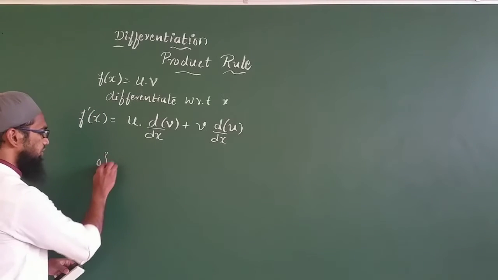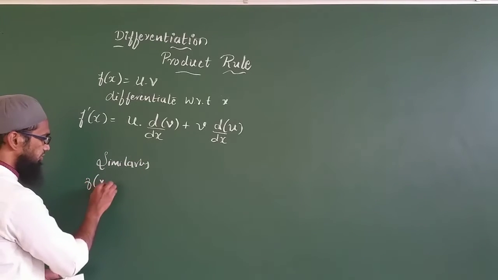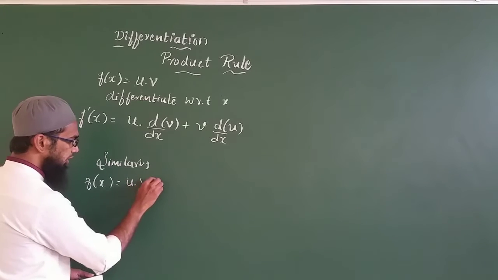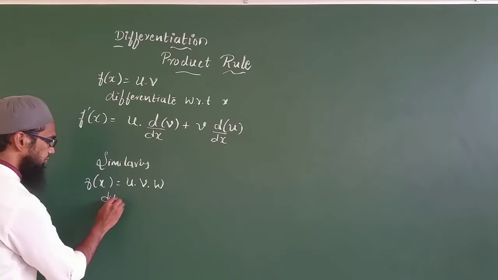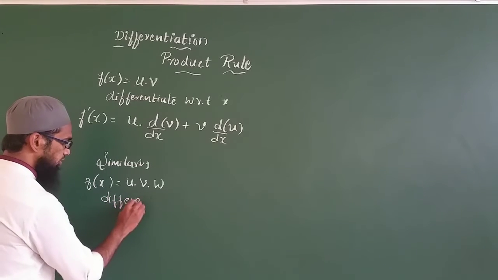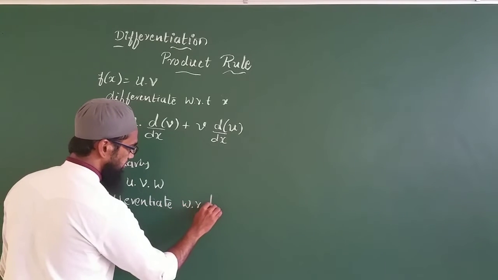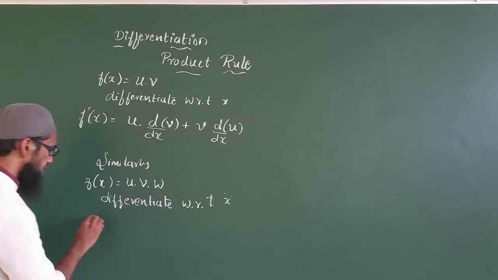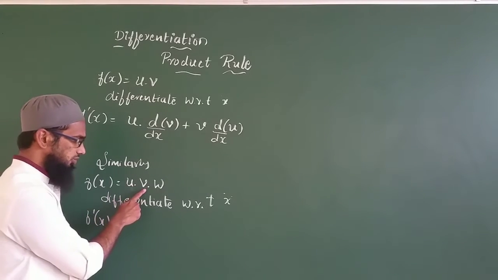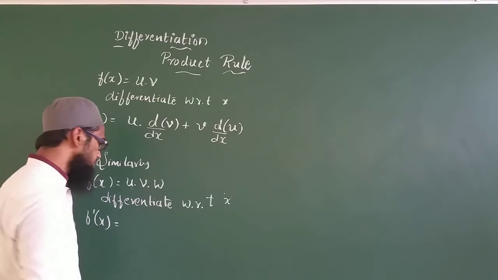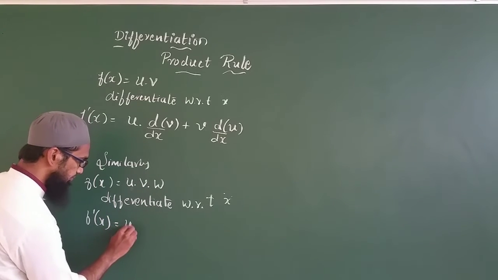Similarly, if I give three functions like f of x is equal to u into v into w, three functions given in terms of the product, how can we differentiate this? So differentiate this with respect to x. We get f dash of x is equal to, this is the first function, second function and the third function. We just keep the first and second functions as it is.